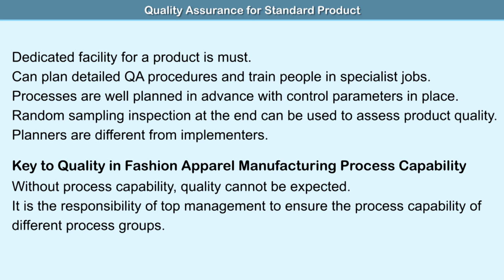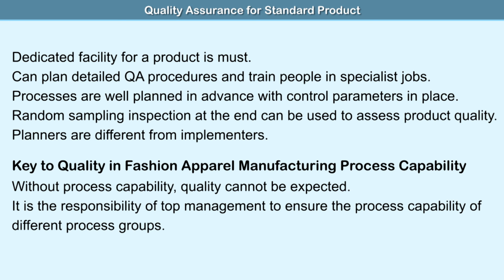Quality assurance for standard product. A dedicated facility for a product is a must. Can plan detailed quality assurance procedures and train people in specialist jobs. Processes are well planned in advance with control parameters in place. Random sampling inspection at the end can be used to assess product quality. Planners are different from implementers.